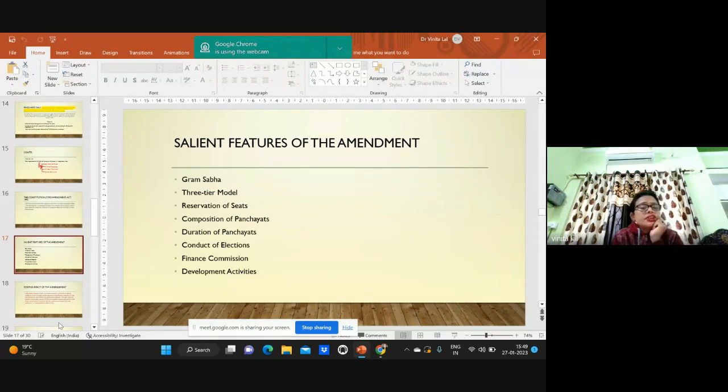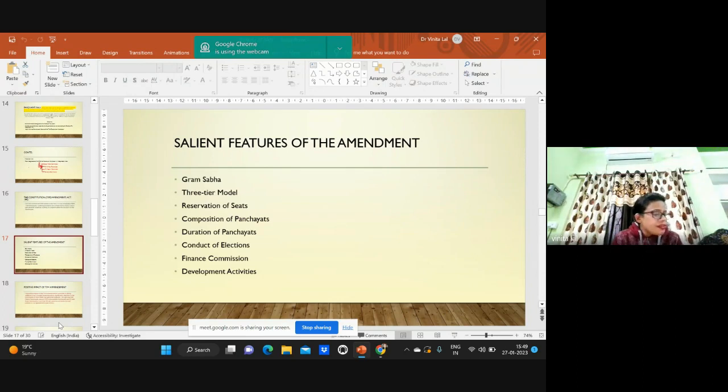Now, what is the duration of panchayat? The duration of panchayat is 5 years normally, and if dissolved for any reason before this period is over, election will be held within 6 months. And the superintendence, direction and control of the preparation of electoral rolls for, and the conduct of, all elections of panchayats shall be vested in the State Election Commission.